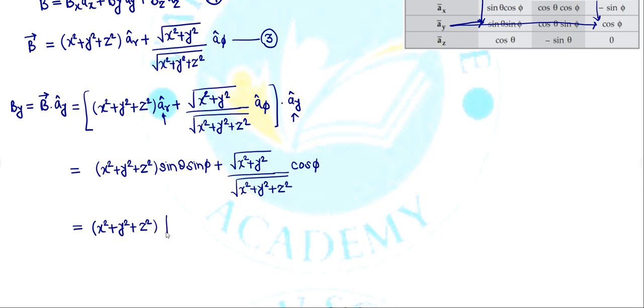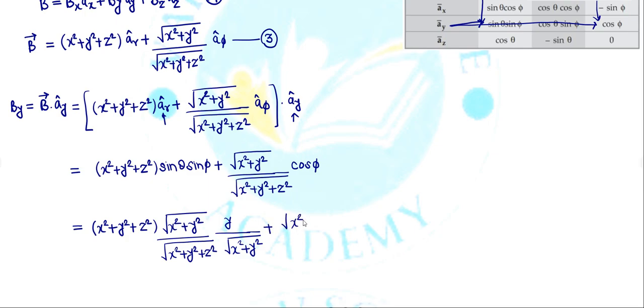Square root of x square plus y square divided by square root of x square plus y square plus z square. Then next we have sin phi. So sin phi we have value to be what? y upon square root of x square plus y square plus this.